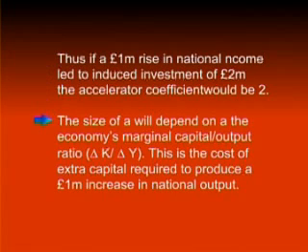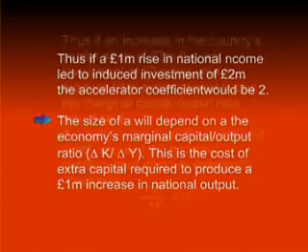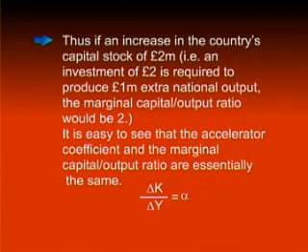The size of alpha will depend on the economy's marginal capital output ratio, that is delta K over delta Y. This is the cost of extra capital required to produce a £1 increase in national output. Thus, if an increase in the country's capital stock, that is the investment, of £2 million is required to produce £1 million extra national output, then the marginal capital output ratio would be 2. It is easy to see that the accelerator coefficient and the marginal capital output ratio are essentially the same.